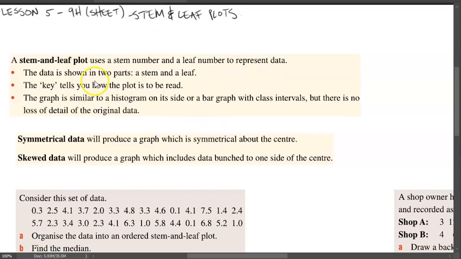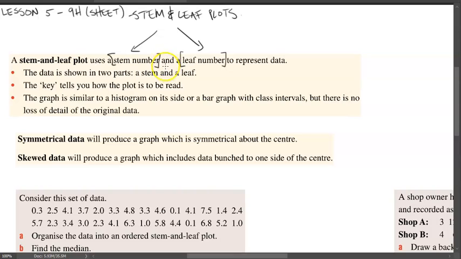So to put some context to it, a stem and leaf plot uses a stem number and a leaf number to represent data. So there's two different sections, a stem part, which is here, stem number, and a leaf number. When we get numerical data, we take a number and we can extract a stem from that number and a leaf from that same number.